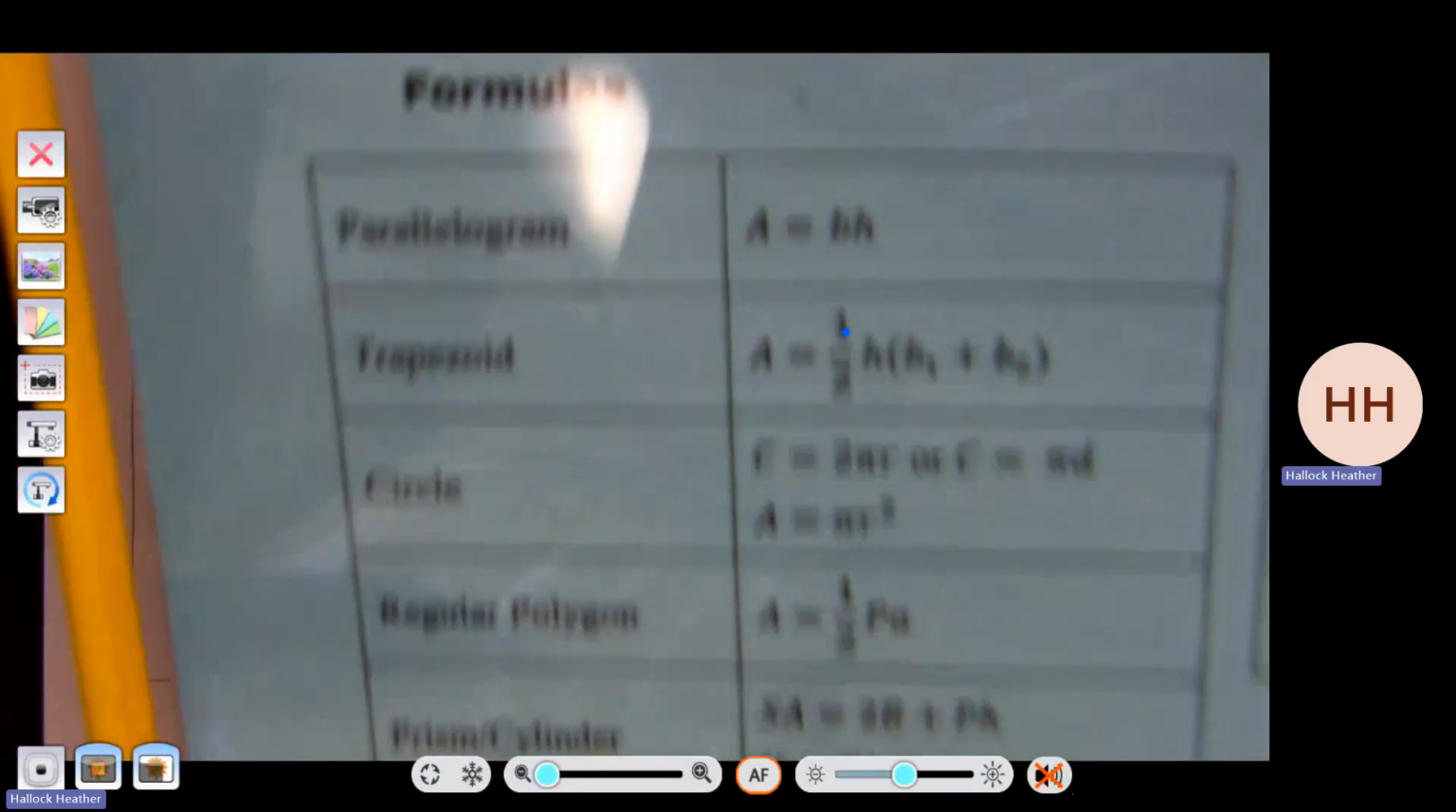So make sure you have your formula sheet. We're going to be using the distance formula, and we're going to be using the formulas for 3D shapes. So all of this stuff.